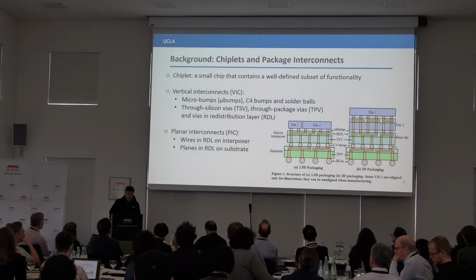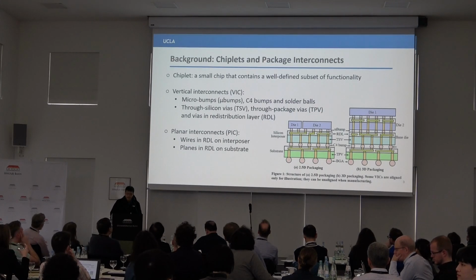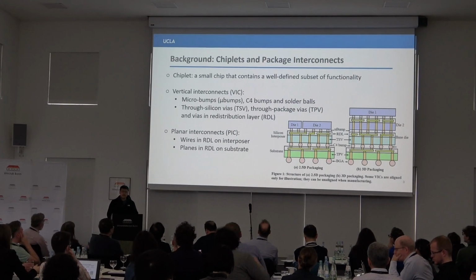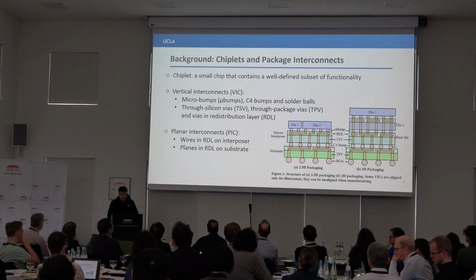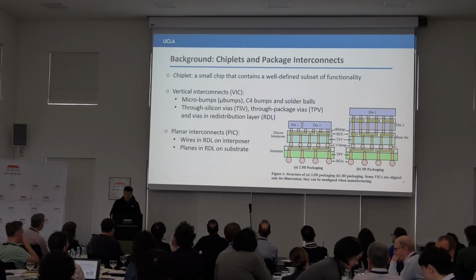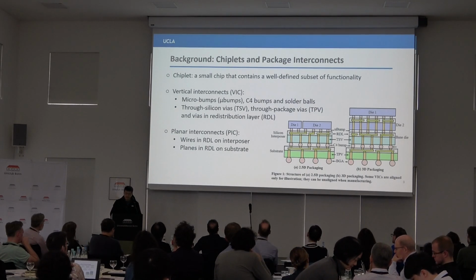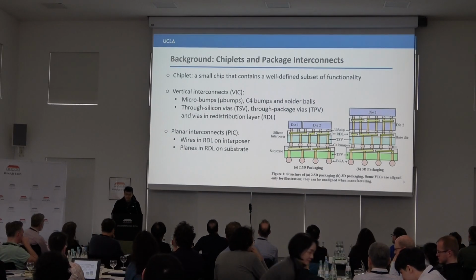So what are chiplets? Well, a chiplet is a small chip that contains a well-defined subset of functionality, which is usually partitioned from a monolithic chip. And the chiplets are usually integrated with advanced packaging technologies, such as 2.5D and 3D, as shown in Figure 1 here. We can see a lot of interconnects in these packaging forms, such as the microbumps, the vias and segments in the IDL layers, and the through-silicon vias, the TSV, as well as C4 bumps, TPV, and EVA.